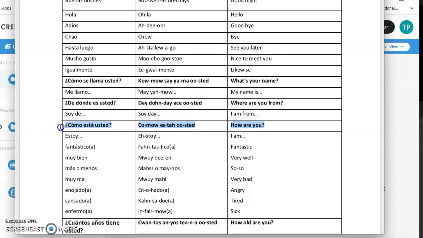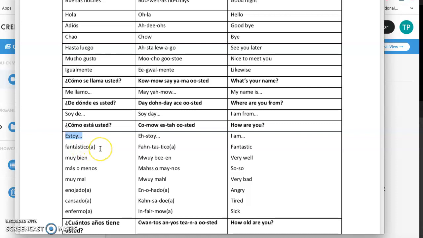All right, our third question is how are you? And that question is ¿Cómo está usted? Now, this is a two-part answer. You're going to start your answer off with the word for I am, which is estoy. So you would say estoy, and then choose one of these emotions listed down below.